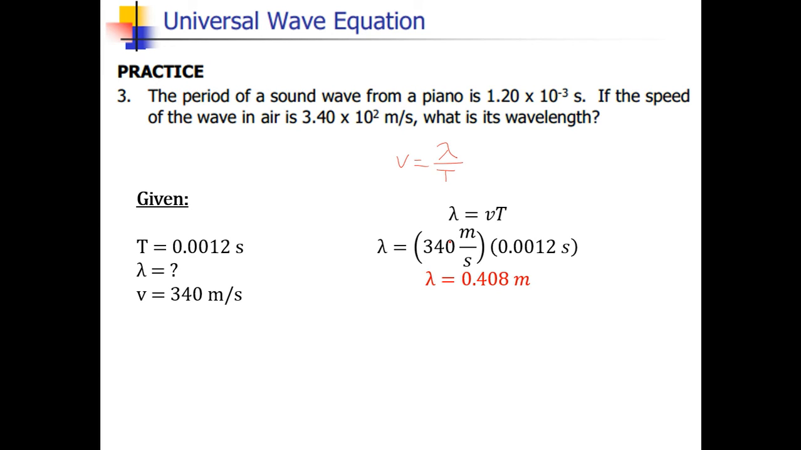So we just rearranged this for wavelength. We multiplied both sides by T, right? That's all we did. Okay, so quick multiplication through the calculator, and you get 0.408 meters.